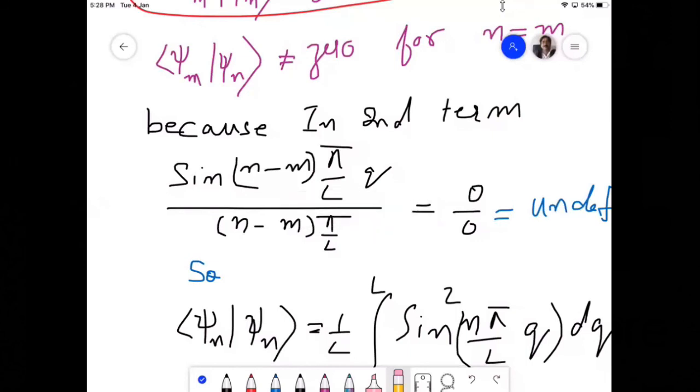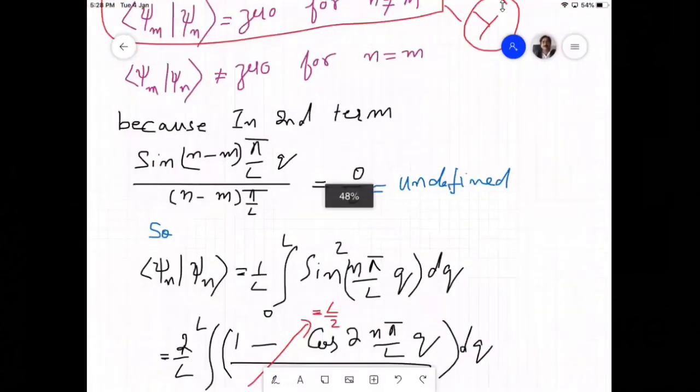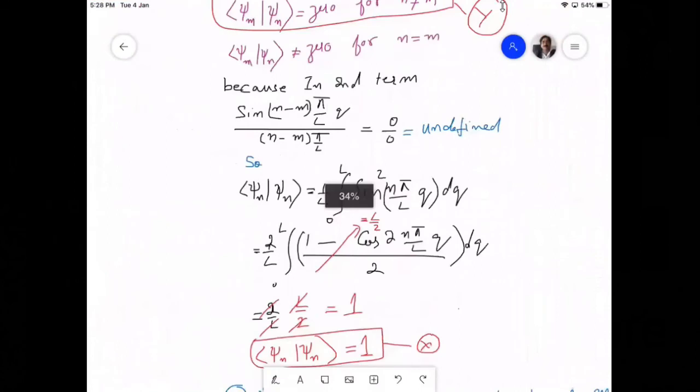Okay, and the complete solution is, I think now it is clear.